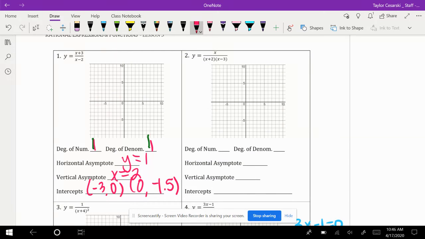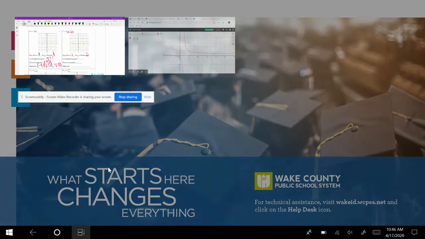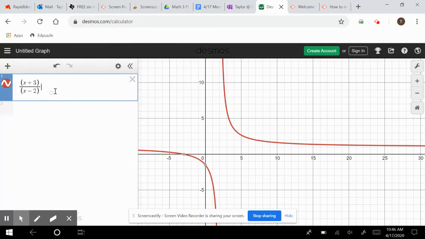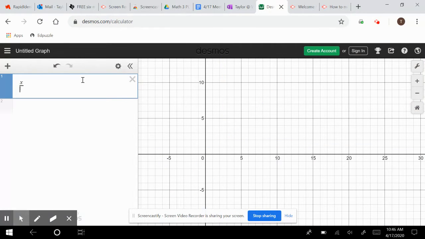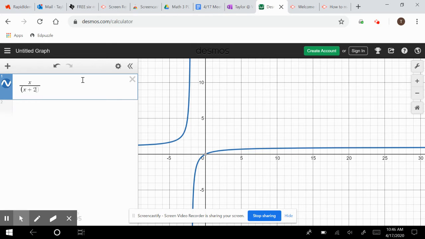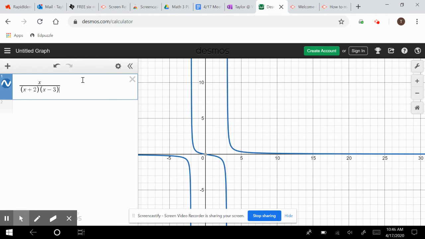Same thing for number 2. Let's see if we can get through this one. So the degree of the numerator is 1 because it's just x on the top. Denominator, now I have x times x. That gives me x squared. So the degree of the denominator is 2. So let's go ahead and type this into Desmos. So we have x divided by x plus 2, x minus 3.